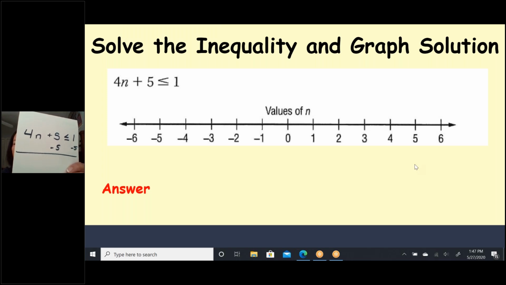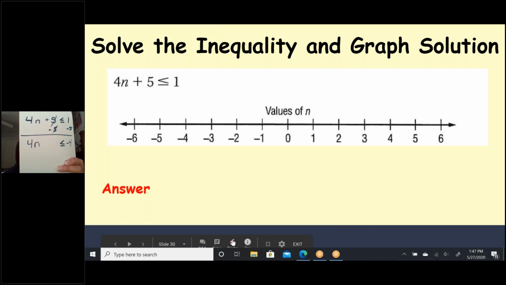So what am I left with when I subtract 5 from both sides? When you subtract 5 from both sides, you'll get 4n is less than or equal to negative 4. You're awesome. Hold on a second, I got to get that written. Okay, I'm still not finished. What do I need to do now? I want n all by itself. So what do I have to do now?